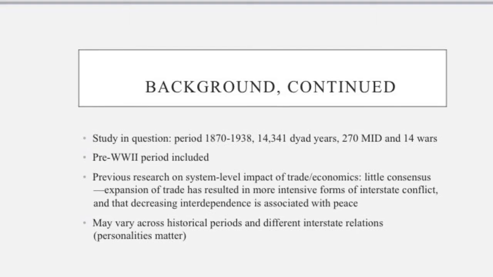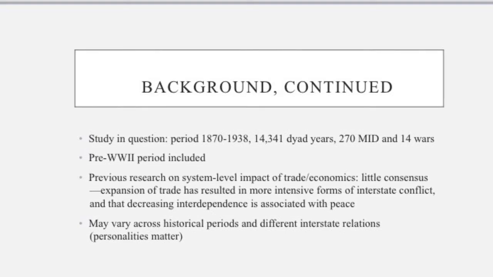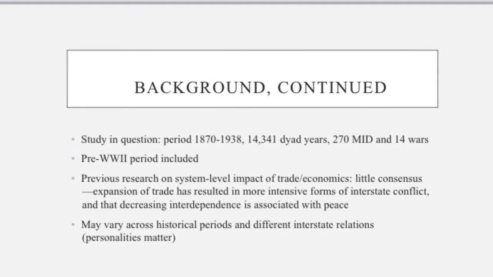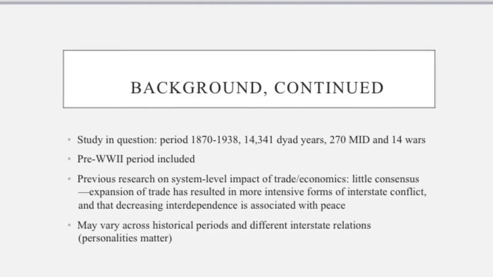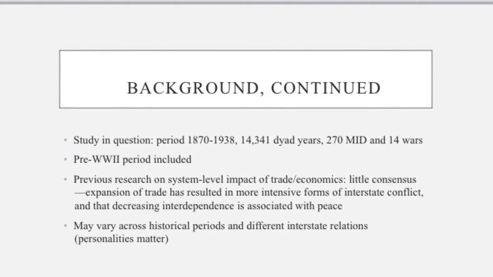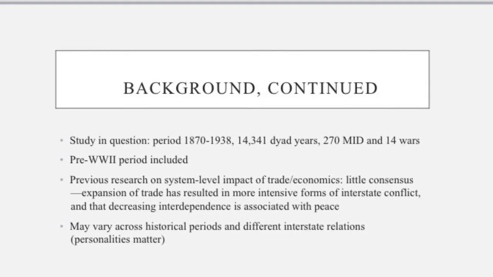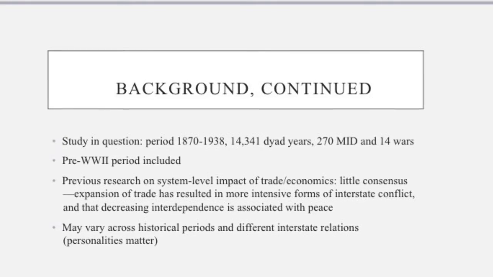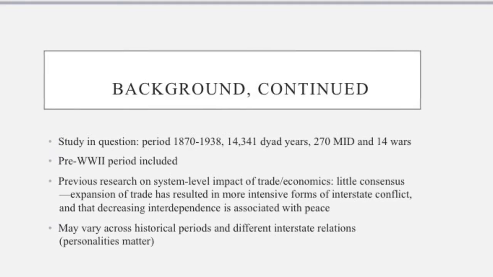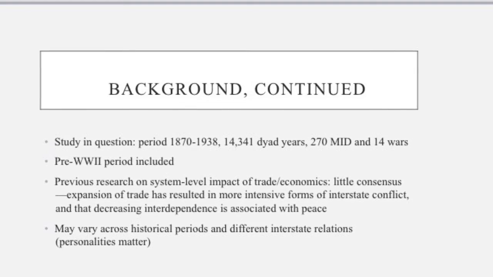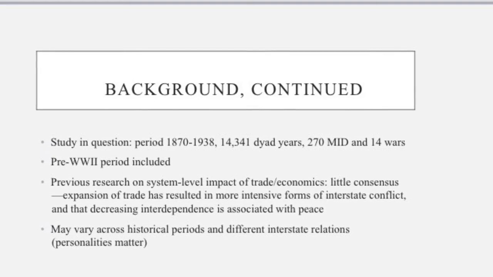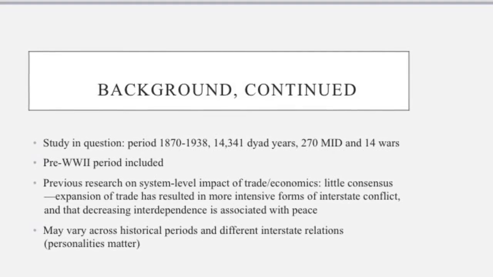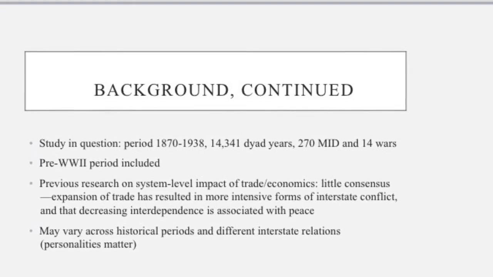She includes the pre-World War II period, and this is where her study departs from a lot of other studies that focus on the post-World War II period. There are a lot of arguments for breaking the data point there, but she argues that there needs to be a full historical perspective on this. So the previous research, again, there was little consensus about whether trade extended peace or whether decreasing trade extended peace. But she's saying that there may be a difference between historical periods and different interstate relations, but you have to empirically test that.